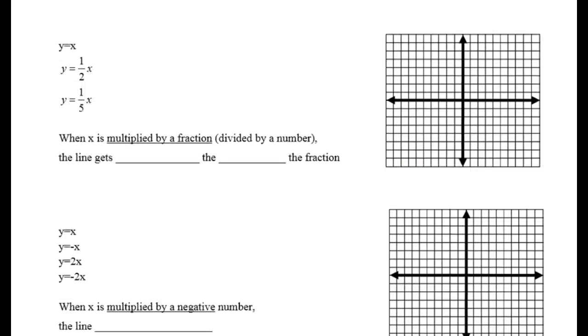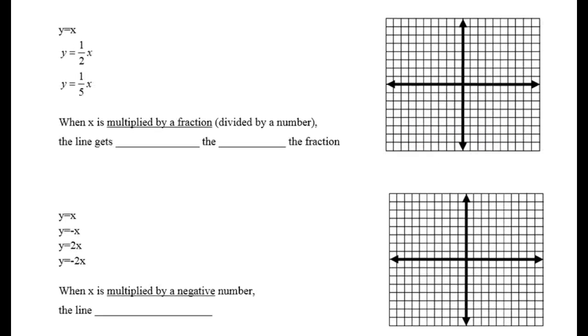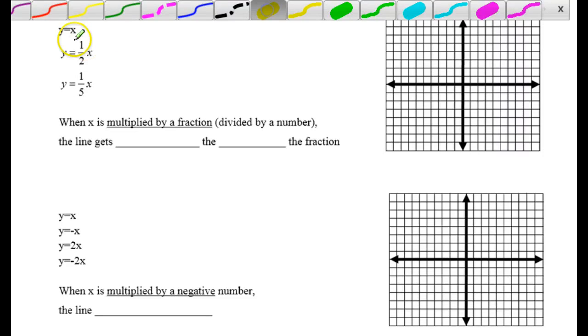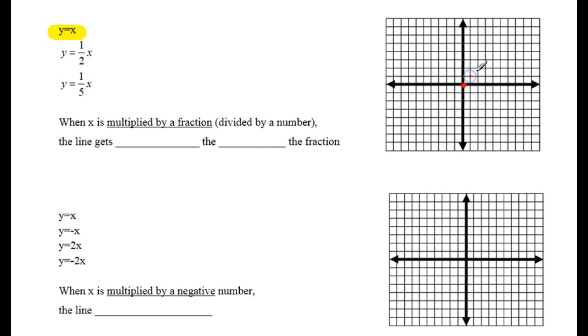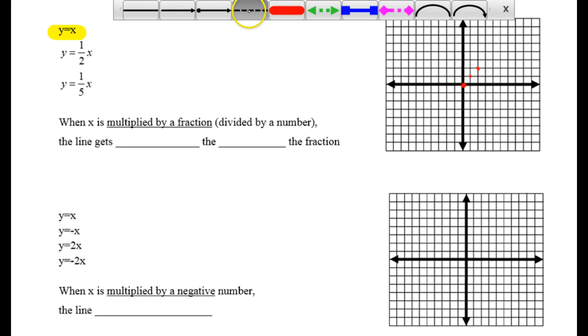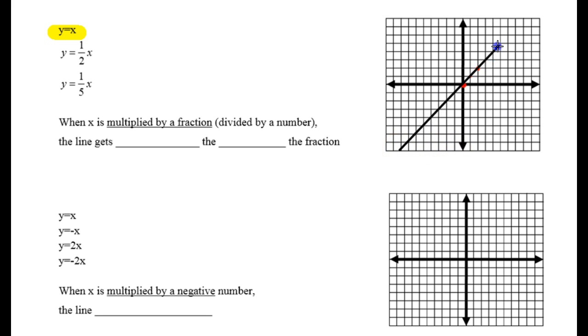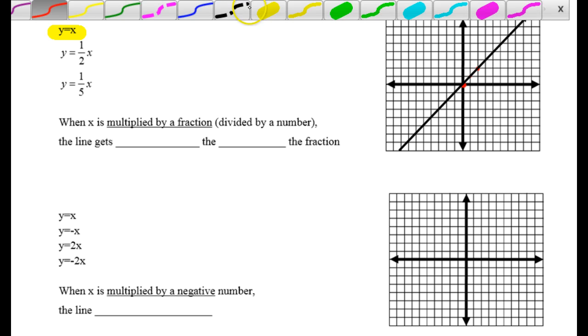Alright, next page. Let's see another type of transformation. Once again, always starting with that parent graph. I know I've been seeing it a lot here. Starting at 0, slope of 1. Okay, so here's our parent graph. Now, look at what we're changing.